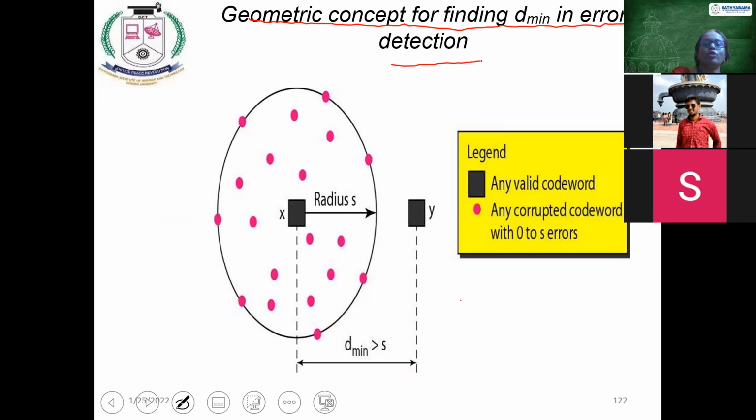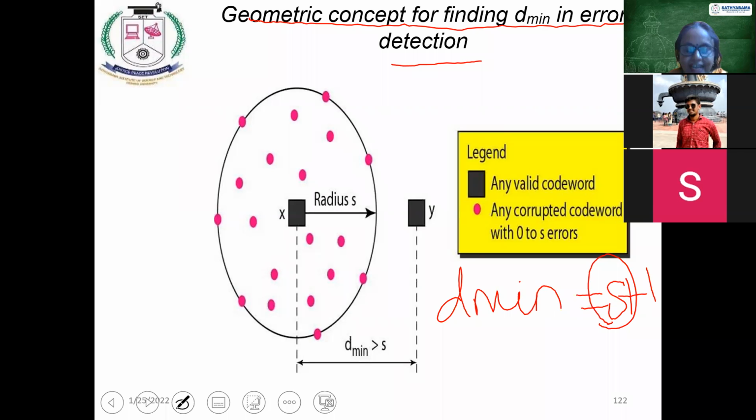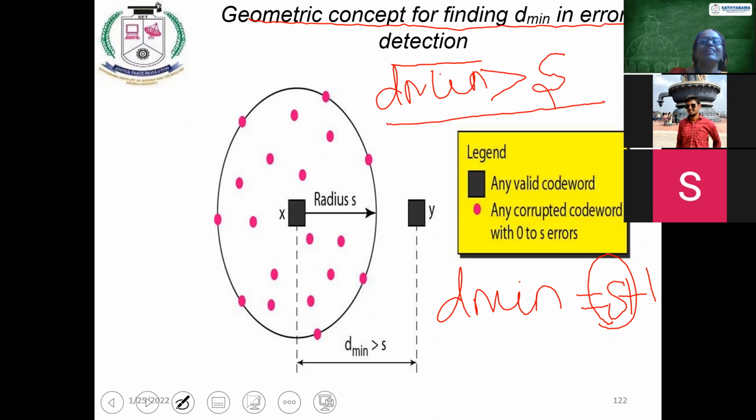So now this is the geometry concept for error detecting. They told you D minimum equal to S plus 1. S will be up to how many errors it will detect? 0 to S errors. We all know D minimum equal to S plus 1, which is always greater. D minimum is always greater than S. So you have to understand this is for finding the error detection.